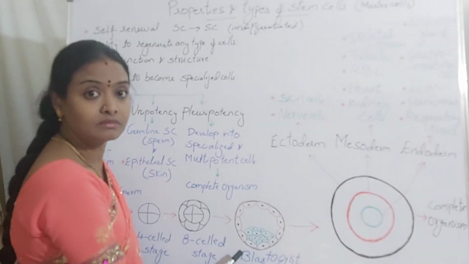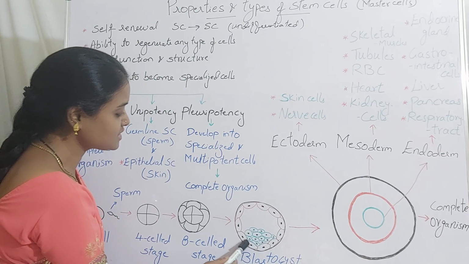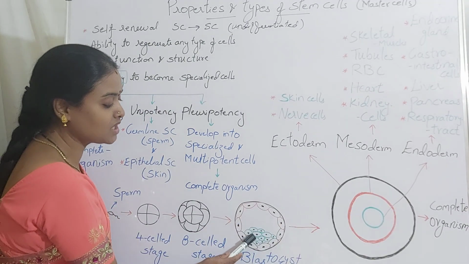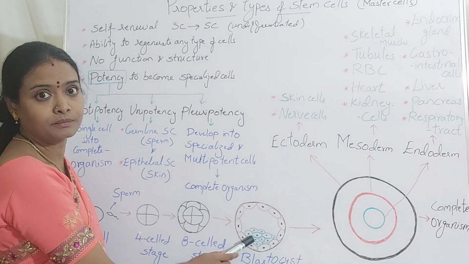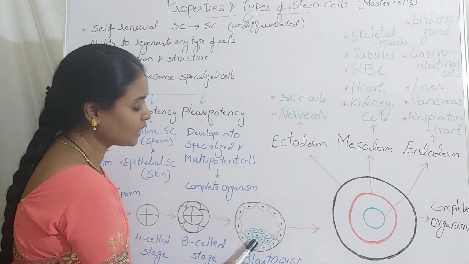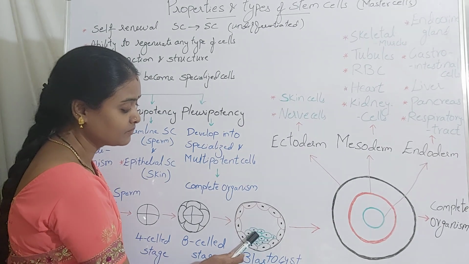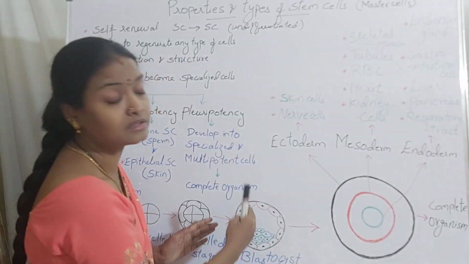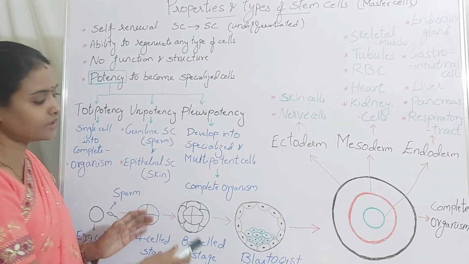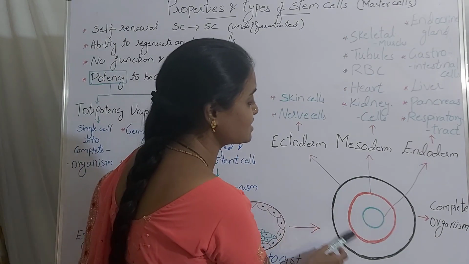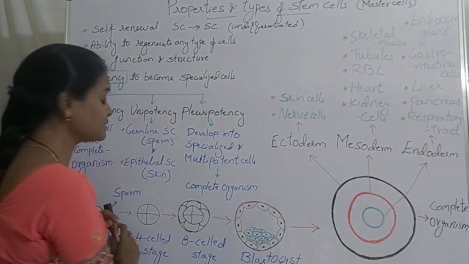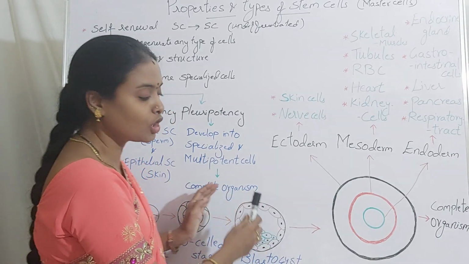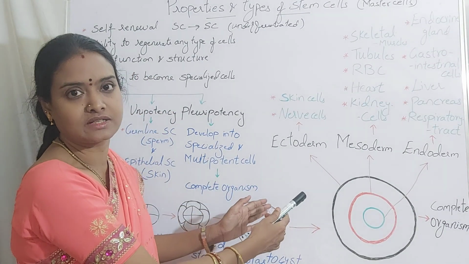blastocyst stage, where you can see the outer lining of blastomere cells with a mass of cells in the center, right? So even here you have certain stem cells in this mass, and here the cells are getting differentiated. Once they start getting differentiated, you can't call these stem cells now, because the totipotency is getting lost, right? Now they have entered into pluripotency.